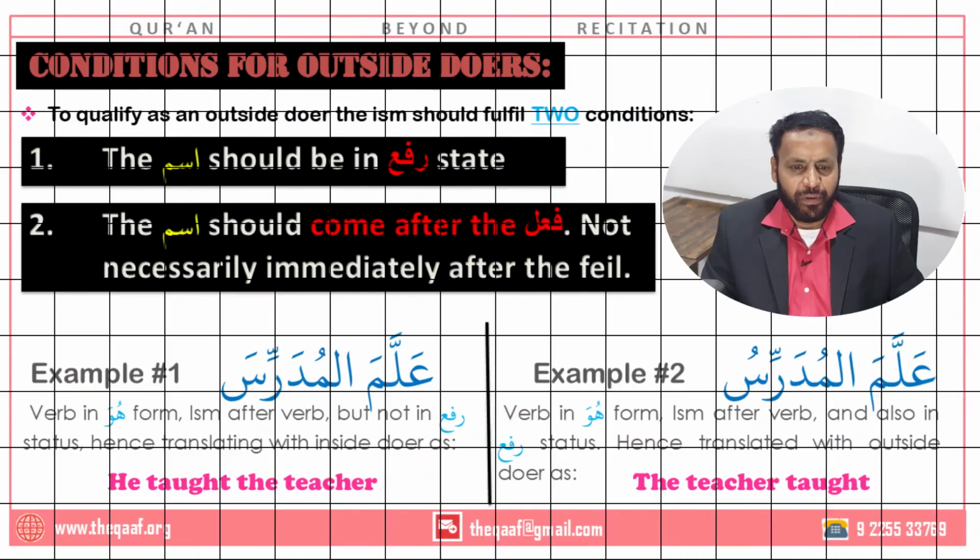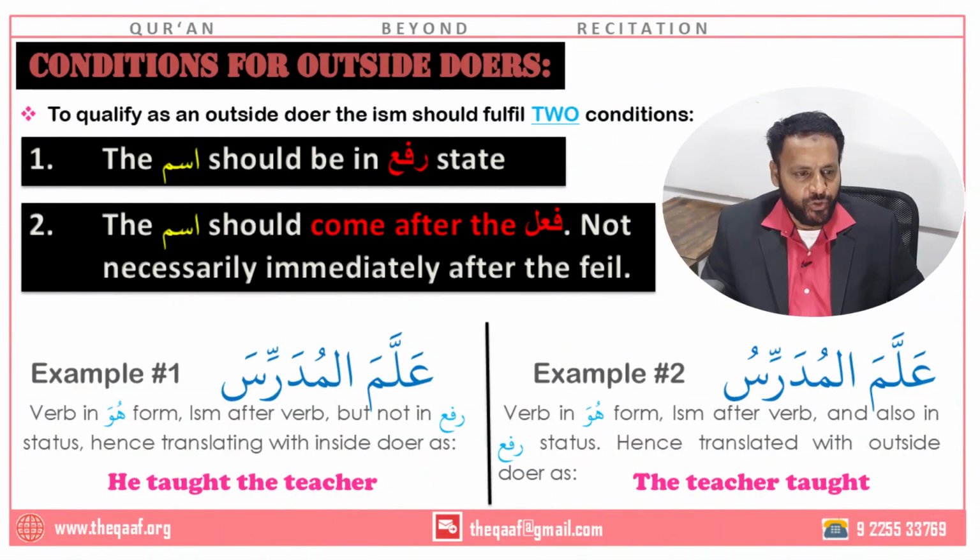Let me show you an example. Look at this, and look at the beauty of the Arabic language. Even if I don't tell you, you should be able to figure out which is the verb here. Out of these two words, which is the verb? Allama is the verb. Okay. For those of you who are wondering, how come al-mudarrisa is not the verb? Because it has al on it. Verbs don't have al on them. Al is a sign of ism. So, allama is the verb.